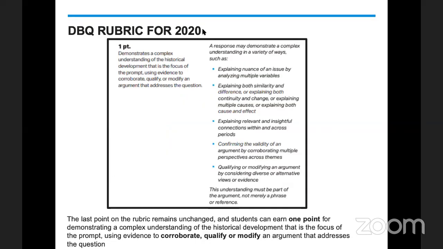And then the final point on the rubric is the complexity point, and nothing on that part of the rubric has changed. Students can earn 1 point for demonstrating a complex understanding of the historical development that is the focus of the prompt, using evidence to corroborate, qualify, or modify an argument that addresses the question.